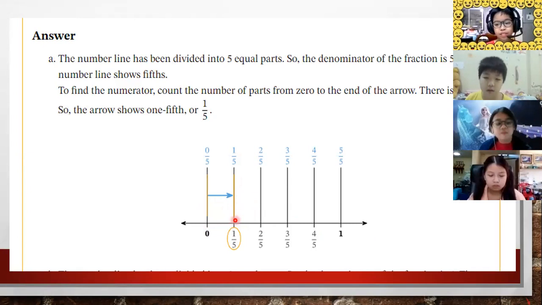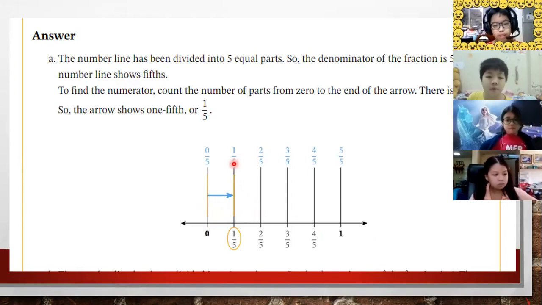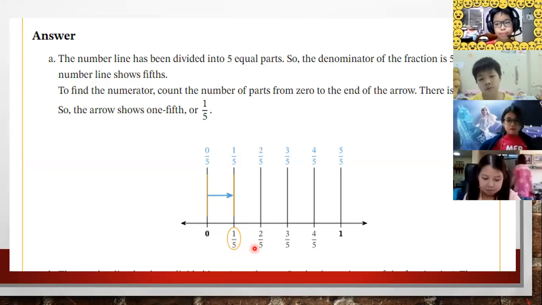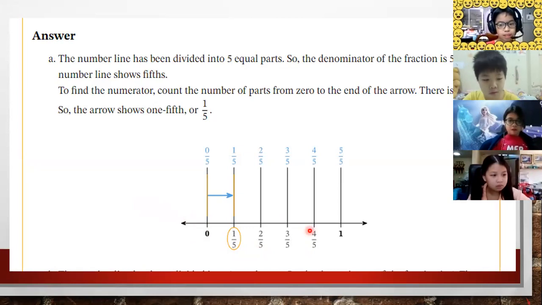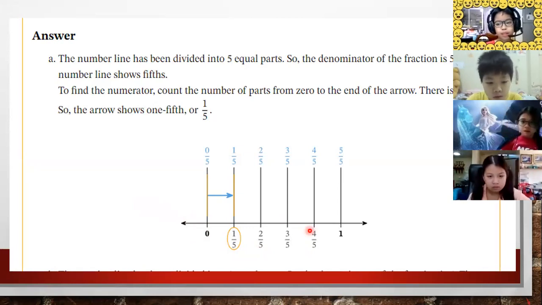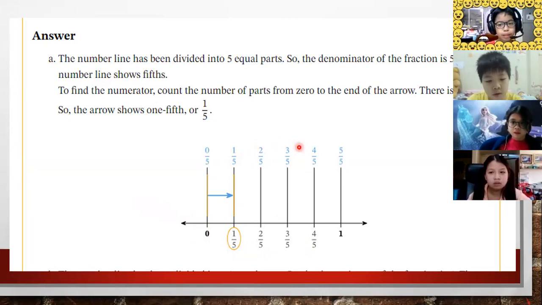So the denominator of that fraction in the number line is 5. Okay, 5. You see, the denominator is 5, 5, 5, and 5 because this number line from 0 to 1 is divided into 5 equal parts. So the denominator should be 5. To find the numerator, count the number of parts from 0 to the end of the arrow. So the arrow shows 1/5.